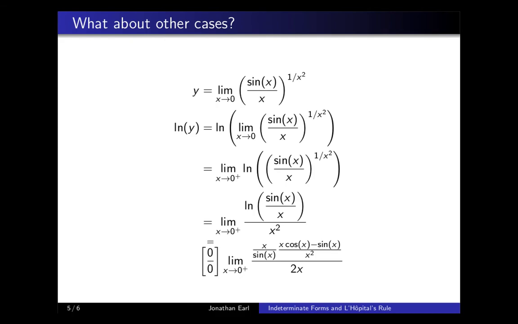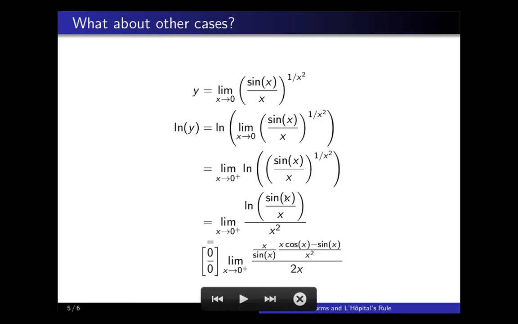We'll then go and take the natural logarithm of both sides as before, and then switch the order of taking the limit with the natural logarithm, and then use our rules for logarithms to pull the 1 over x squared out in front. So after some simplification, we get down to the limit as x goes to 0 from the right, because I forgot to put that in above. So the limit as x goes to 0 from the right of the natural logarithm of sine of x over x, and then we have the divided by x squared in the denominator.